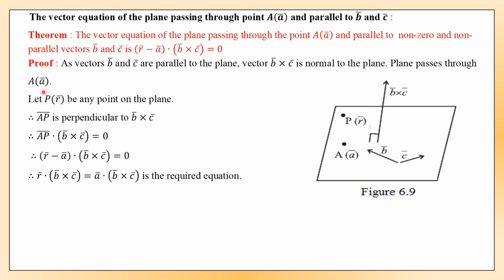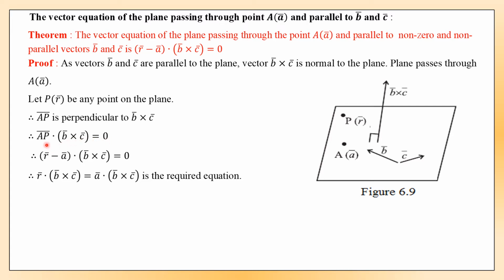The plane passes through the point A vector. Let P be any point on the plane. Suppose we join segment AP. Therefore, AP vector is perpendicular to B vector cross C vector. Here AP vector is on the plane and B vector cross C vector is perpendicular to the plane. Therefore, both are perpendicular. Therefore, AP vector dot B vector cross C vector equal to 0.